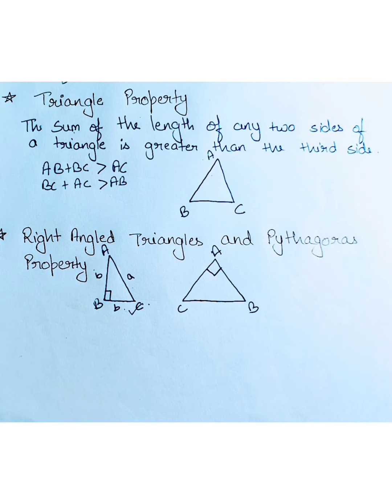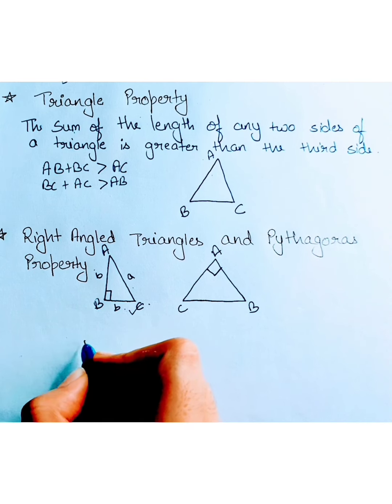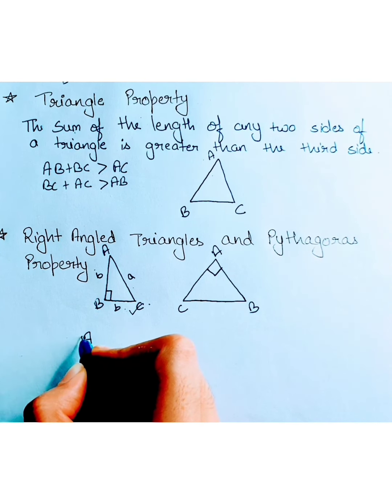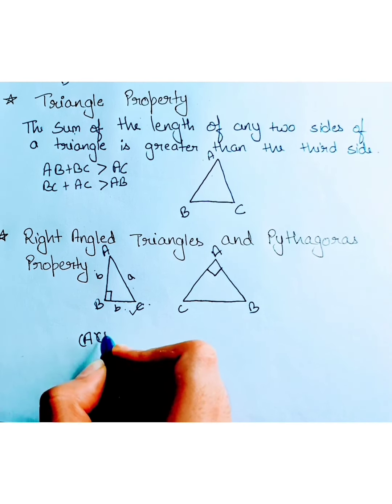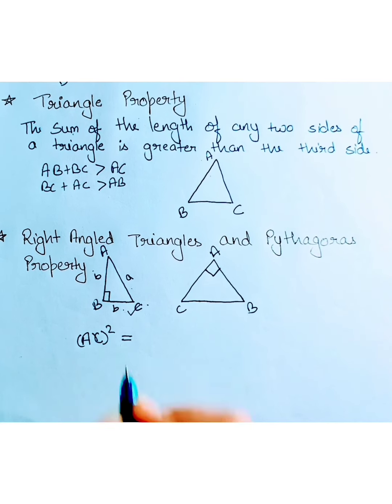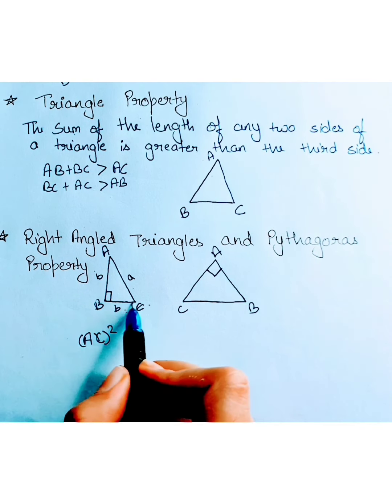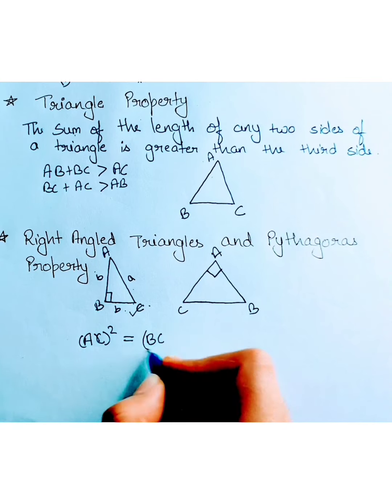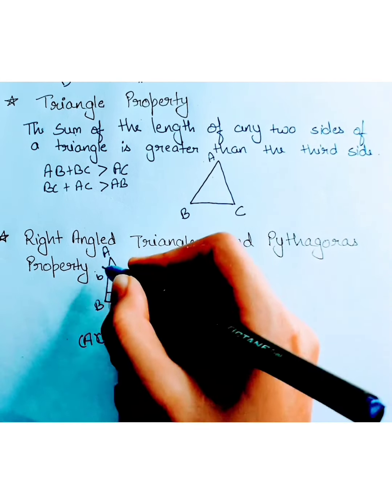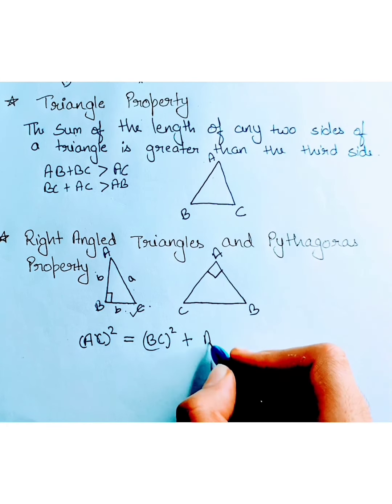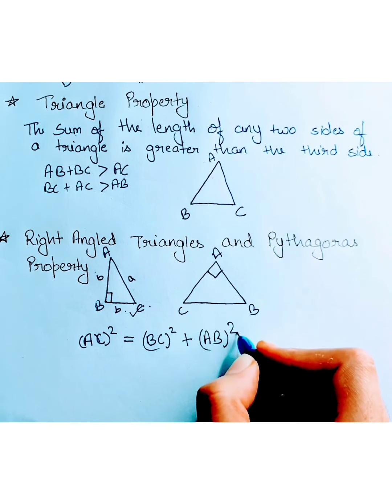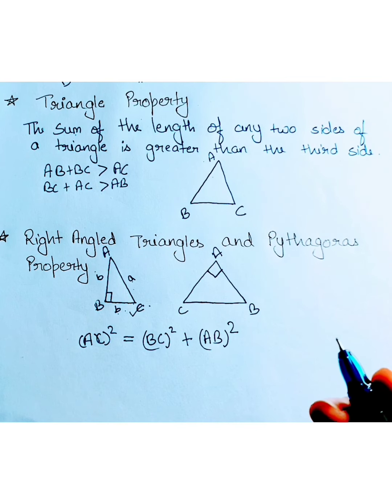So what is Pythagoras property? Now it will be easier to understand. According to Pythagoras property, the square of hypotenuse, which is AC here, so AC square will be equal to base square, that is BC square, plus height square, that is AB square. So we can write these names also which we have given.